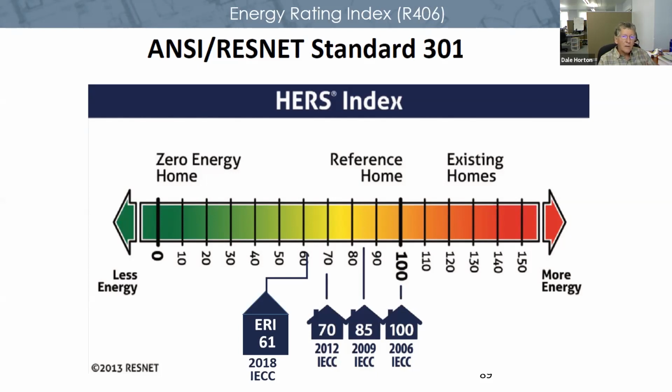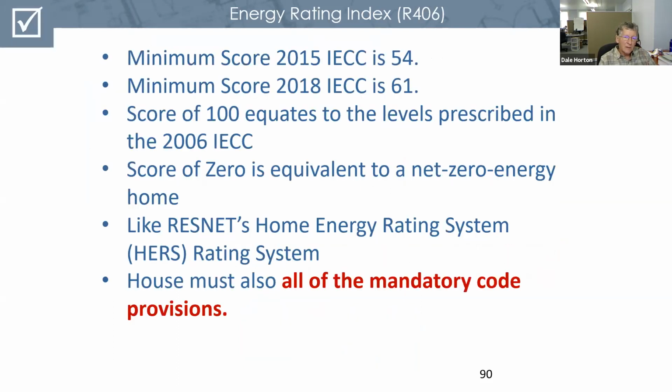So if ERI becomes a compliance path in Montana, then the ERI analysis will have to achieve at least 61, and the mandatory requirements of the code will have to be met also. So that's basically the general summary of the ERI. In 2015, the IECC requirement was 54. In the 2018, it's 61, meaning it's a little more lenient in 2018 than it was in the 2015. In the 2021, it actually goes back to a little more stringent requirement.